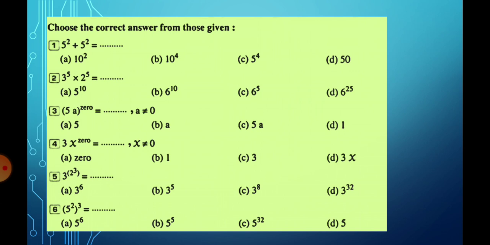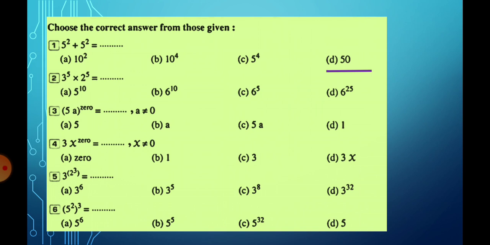Choose the correct answer. 5 to the power 2 plus 5 to the power 2. Here we add. We know the rules apply if we multiply or divide, but when we add, we find 5 to the power 2 is 25, plus 5 to the power 2, which is 25. It will be equal to 50.